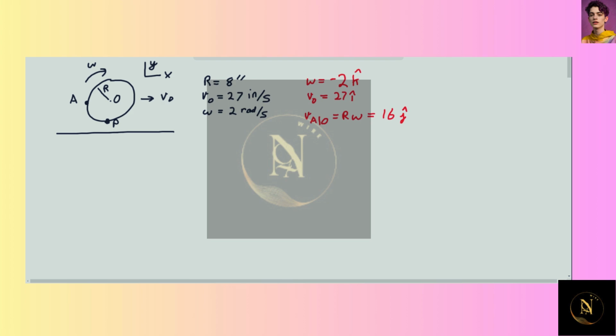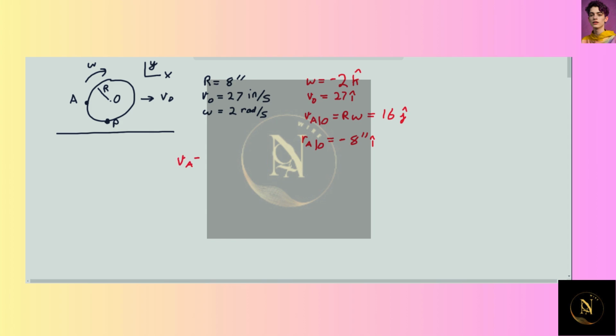We want to write the position here of r with respect to the origin, and that'll simply be -8 inches in the i hat direction. So that one's pretty simple. We can then find the velocity of A.